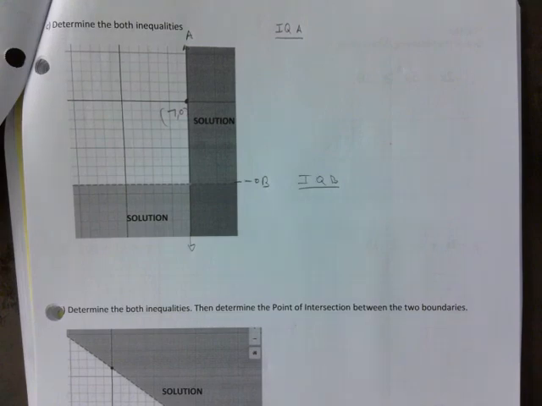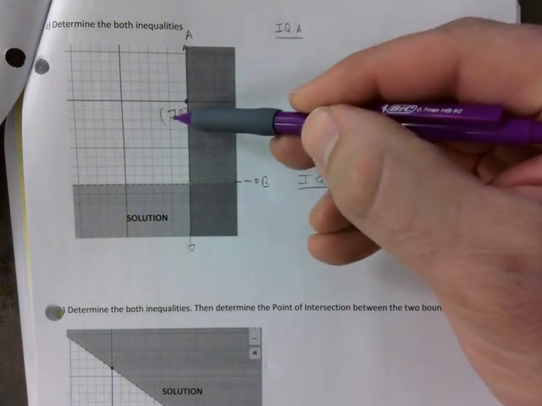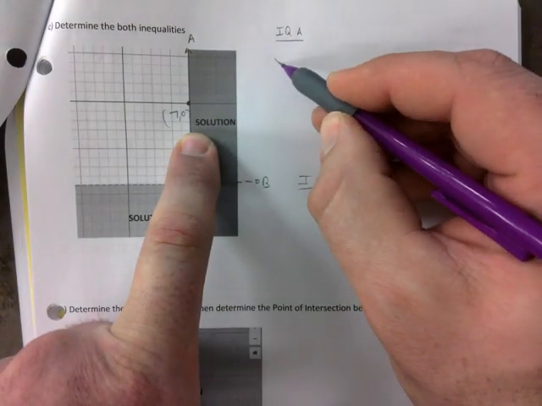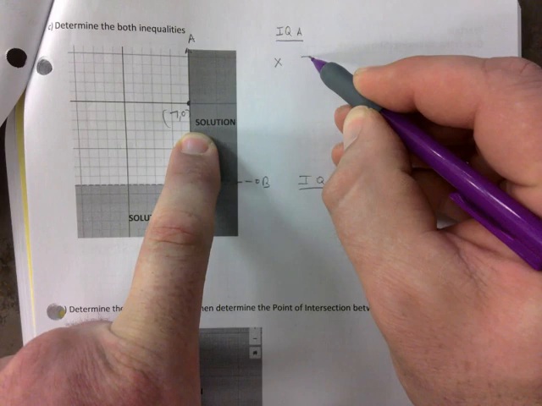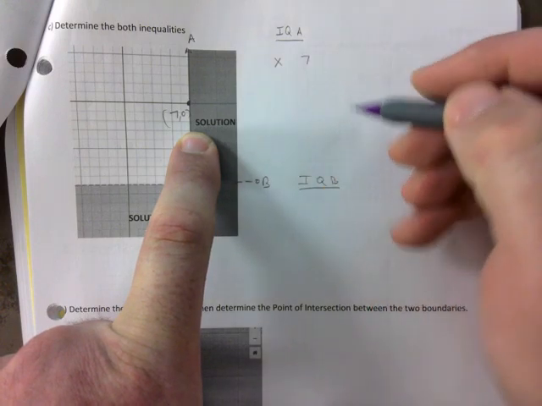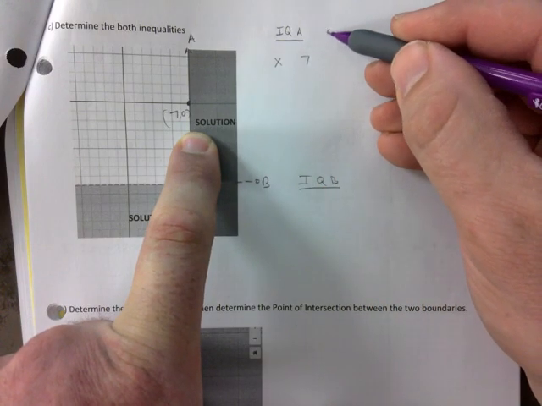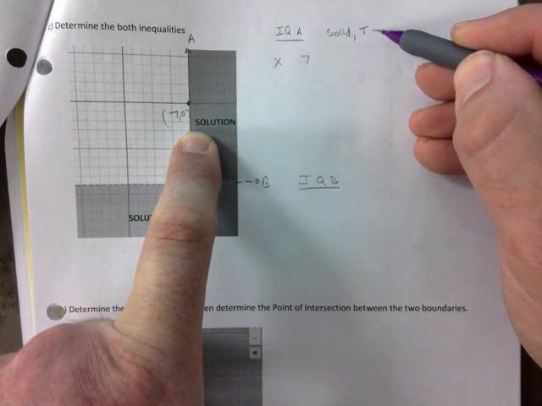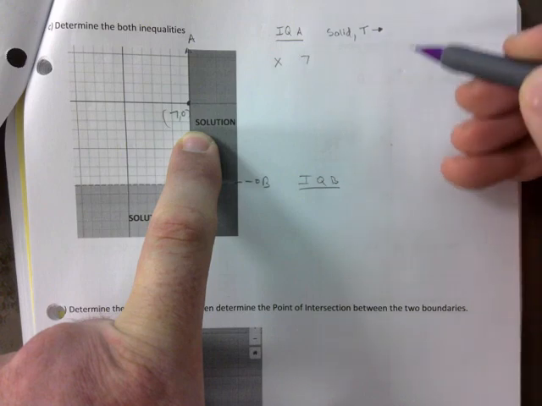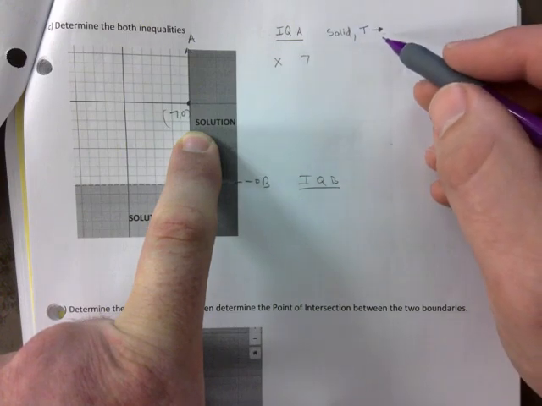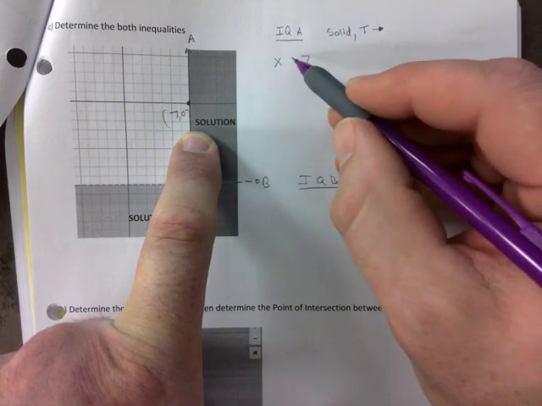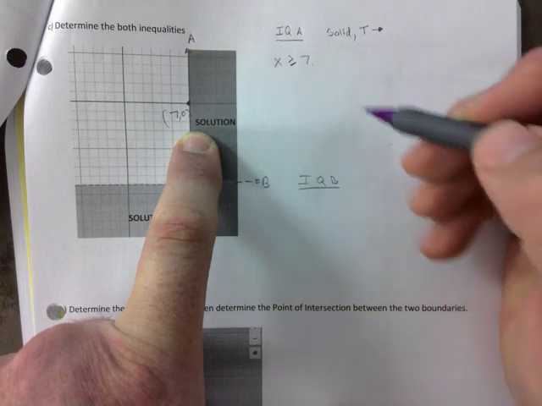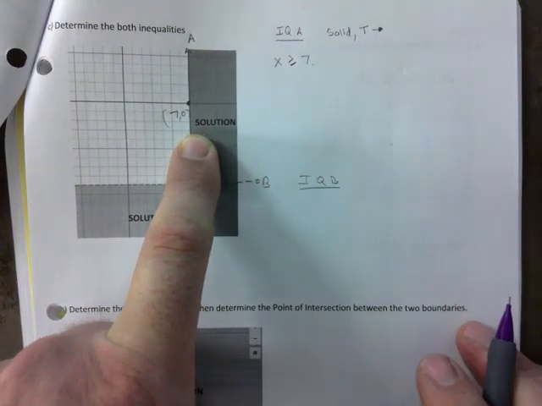For inequality A, it's going through 7, 0 right here. So you know it's a vertical line, so it's going to be x and 7. I'm just going to make a note here for myself. It's solid. True region is to the right. That's all you really need here. So I will make it x is greater than or equal to 7. That's it.